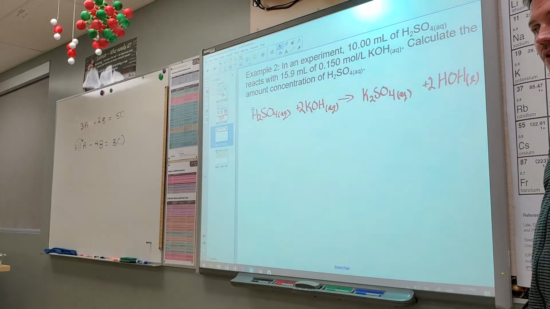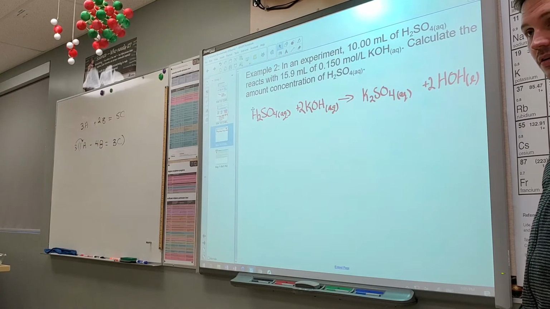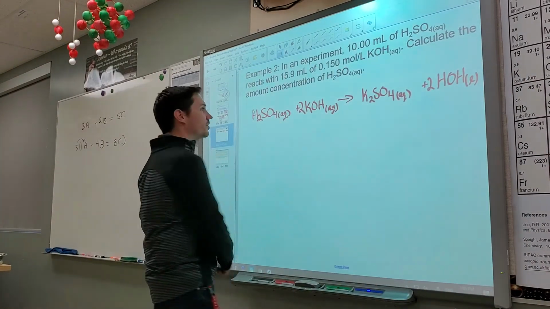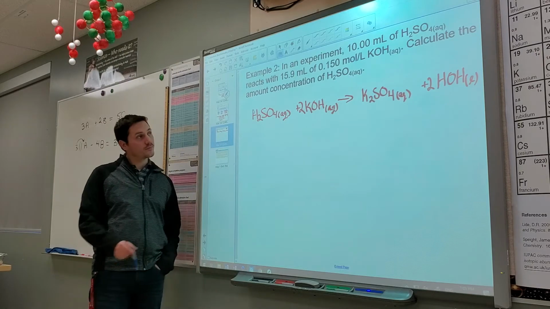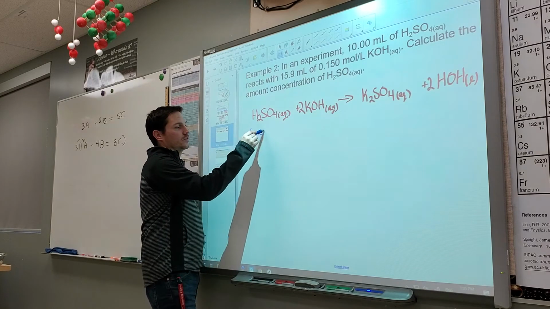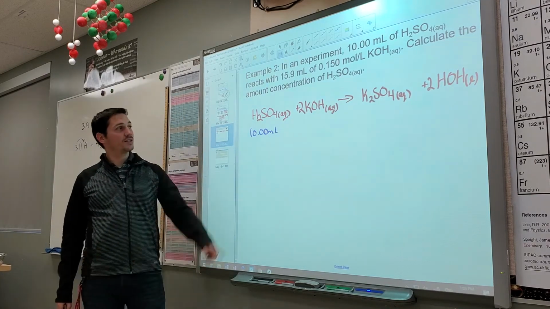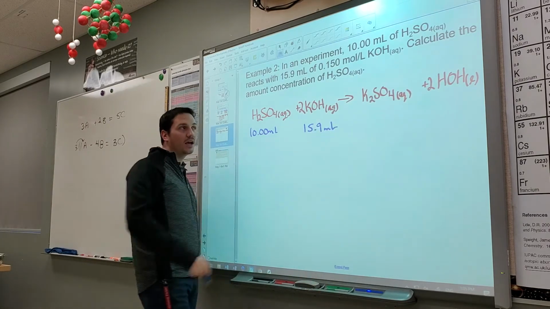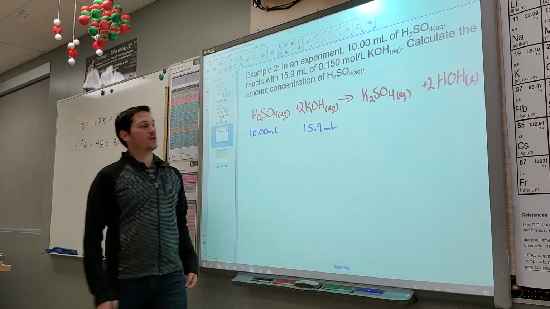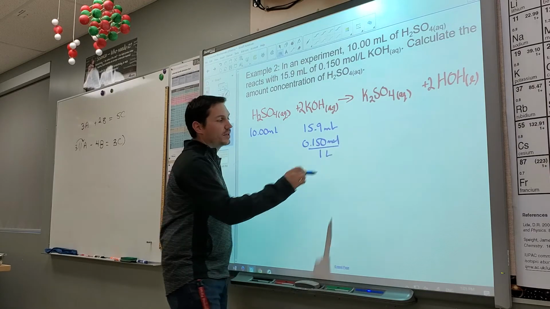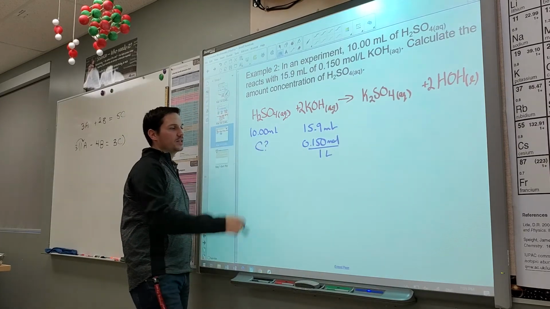Do you want to try this, or do you want to try it together? Together? She's not going to do anything. Oh, I see. For Maddie's sake, we're going to do this one together. So in an experiment, 10 milliliters of sulfuric acid reacts with 15.9 milliliters of potassium hydroxide. And the concentration of potassium hydroxide is 0.150 moles per 1 liter. We want to know what the concentration of this is.